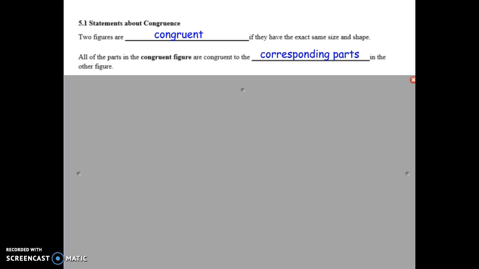You're going to need your new note packet. If you don't have one from the front table, go get one. They're green. Pick them up. Fill this out as we go along. So chapter 5, we're working with triangles still, and this is our triangle proofs chapter.